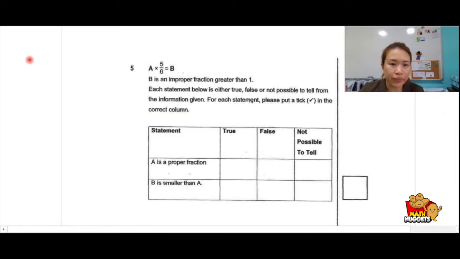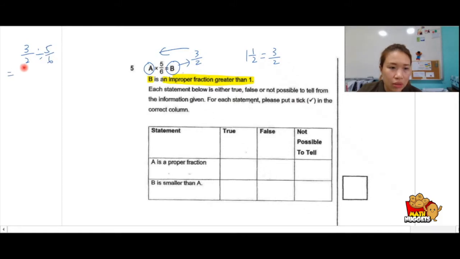Okay, question 5. They tell us that B is an improper fraction greater than 1. So let me just pretend that B is, for example, greater than 1, right? So let's say it's 1.5, but it's an improper fraction, so I change it to 3 out of 2. Now, if B is 3 out of 2, the value of A, if I work backwards, take 3 out of 2 divided by 5 out of 6, which will give me this. I get 9 out of 5, which is 1 and 4/5.